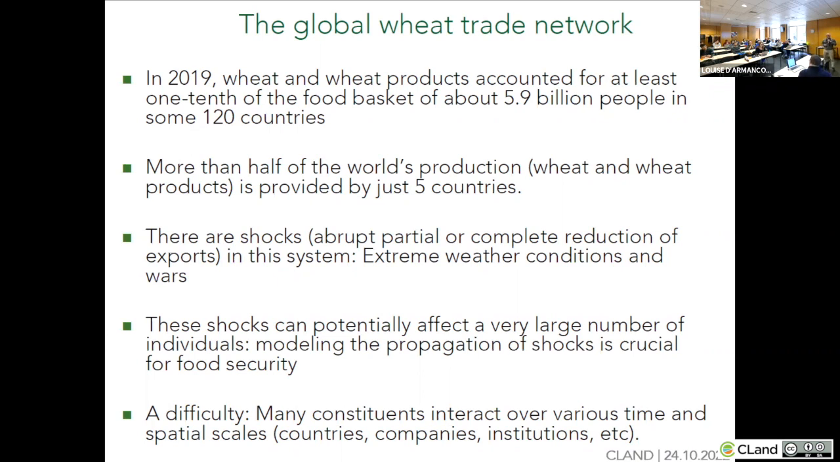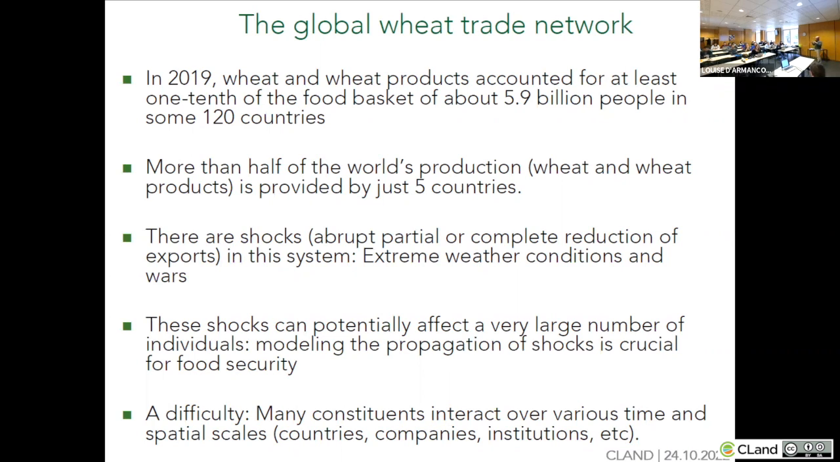The other key thing is that more than half of the world's production is provided by just 5 countries. So it's already the sign of a very fragile system. Many people rely on very few providers, which is not a good thing in general. And we know that there are shocks, and of course there is the current Ukrainian war. But we can also expect in the future that extreme weather conditions will impact production. These shocks can potentially propagate over the world system and have a global impact.